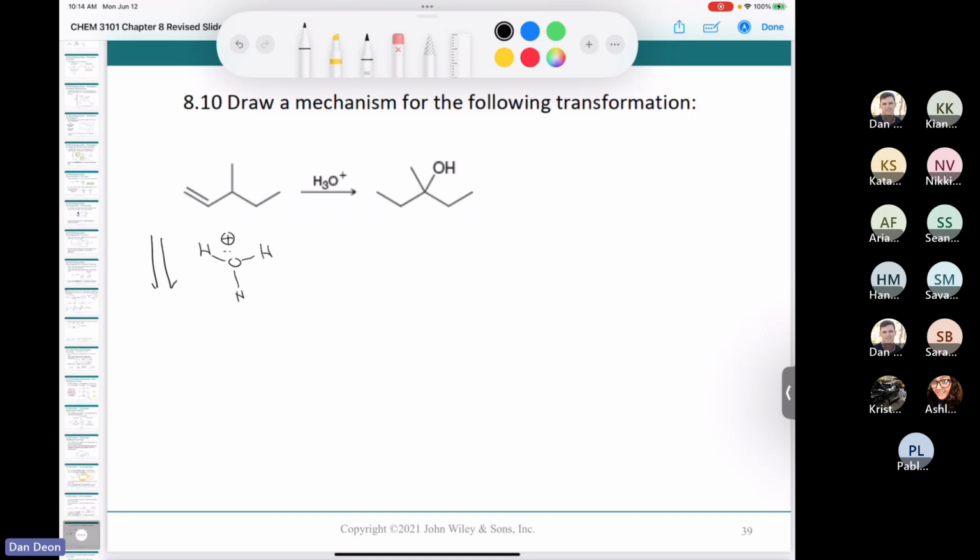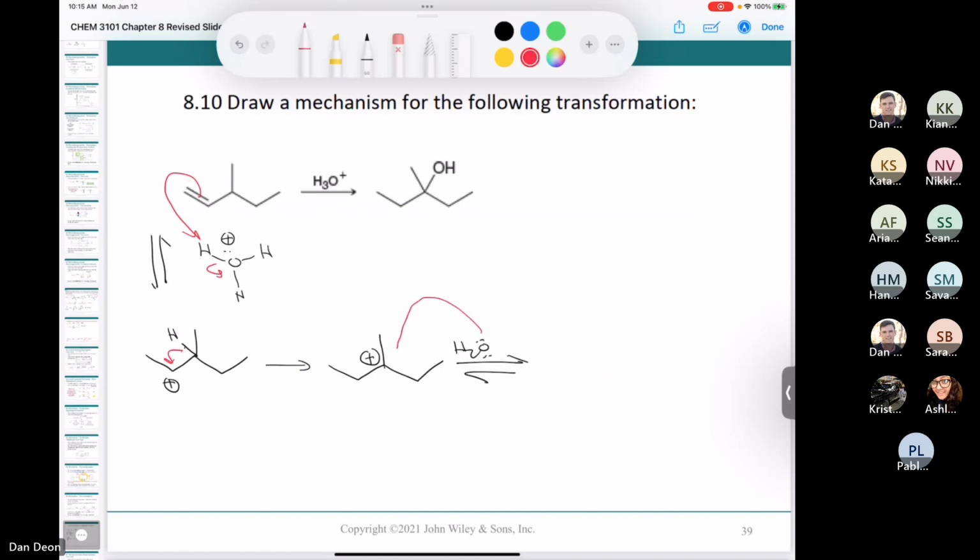Okay, so first step is a proton transfer. We end up forming a secondary carbocation. And we get a proton shifting. So this is a hydride shift, and we make a tertiary carbocation. Then water comes in as our nucleophile, and then we form an oxonium ion. Looks like this.